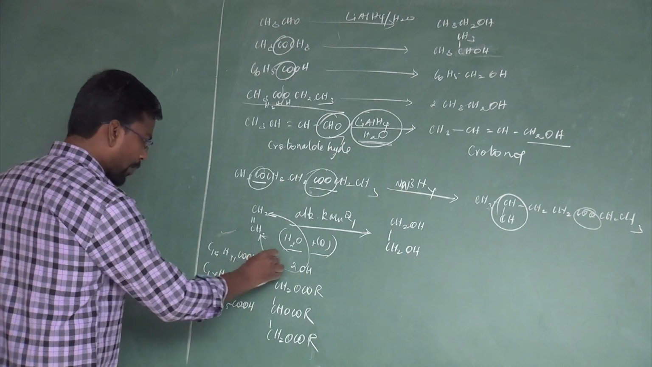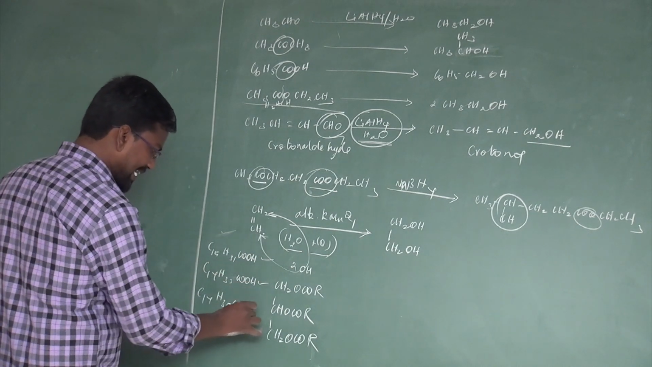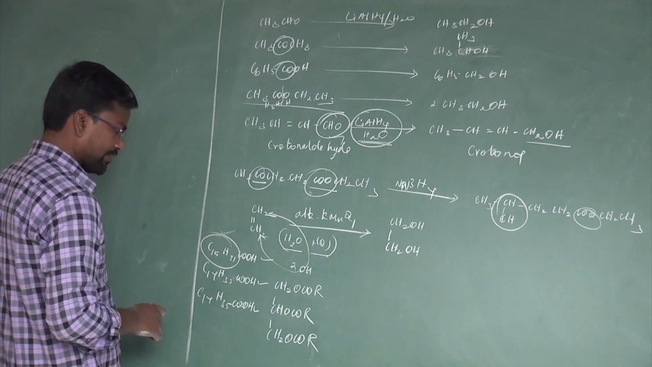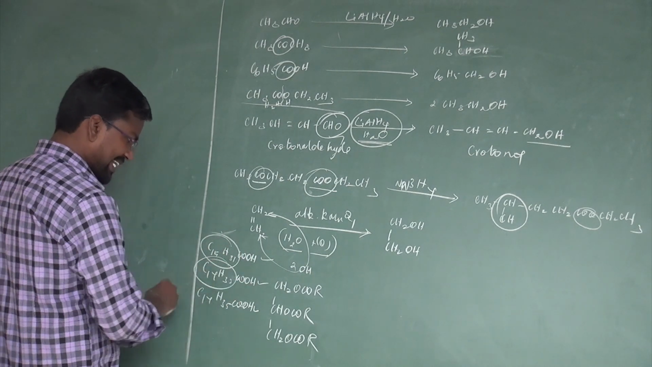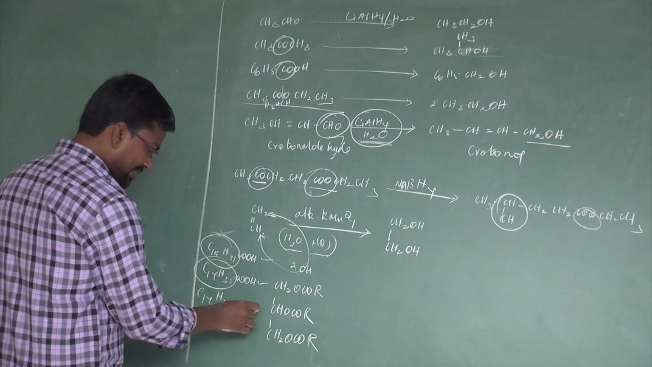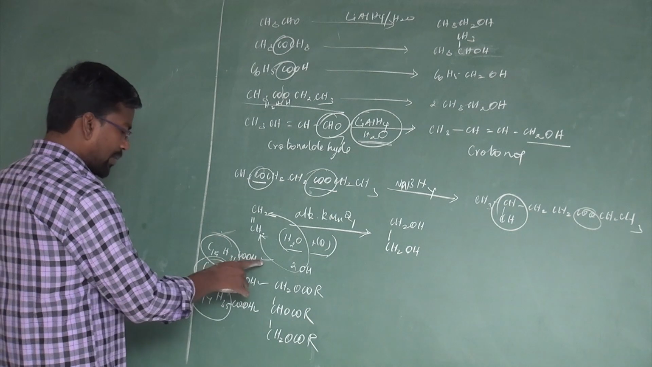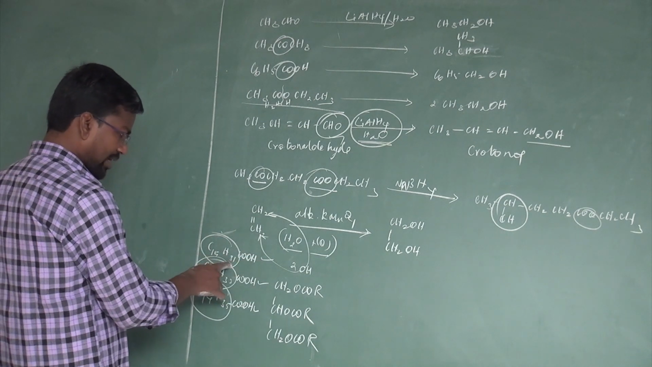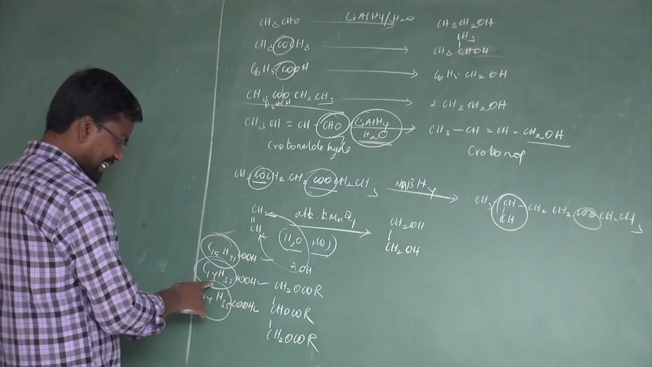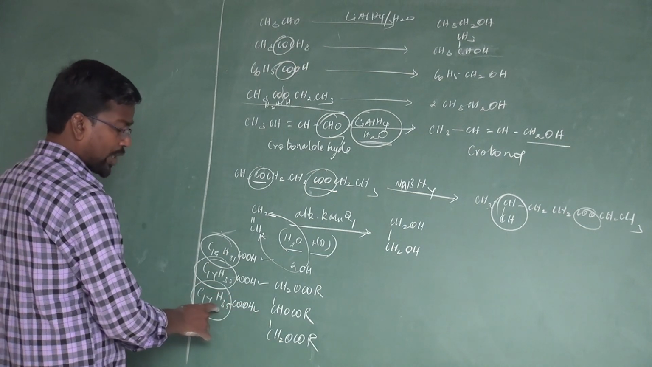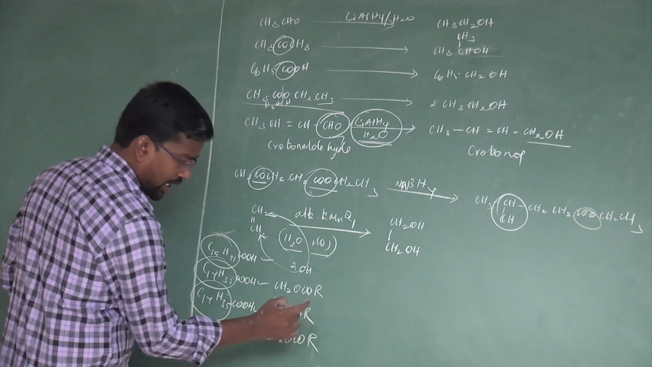Palmitic acid contains C15H31. Oleic acid contains C17H33. Then stearic acid contains C17H35. These are the R groups.